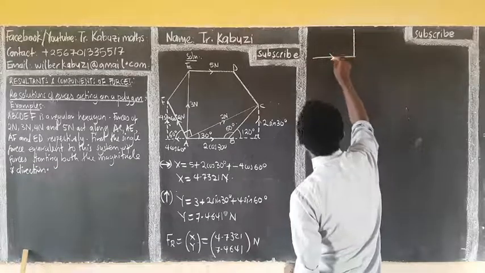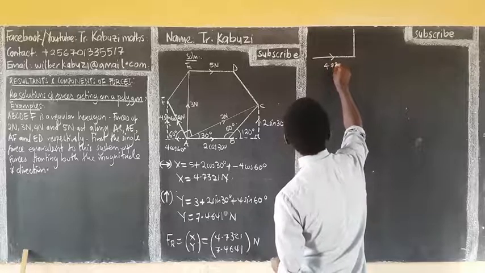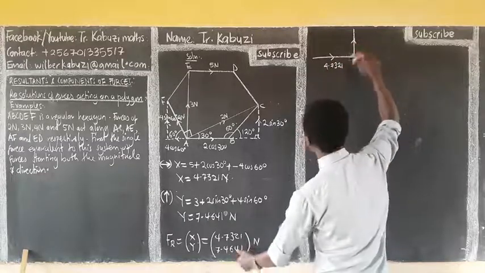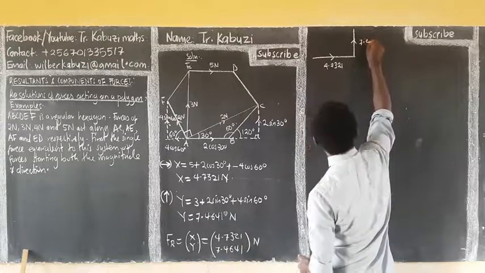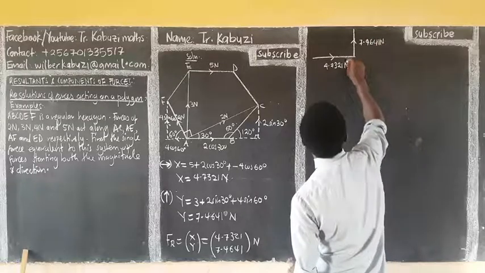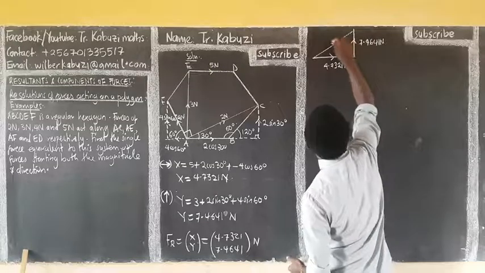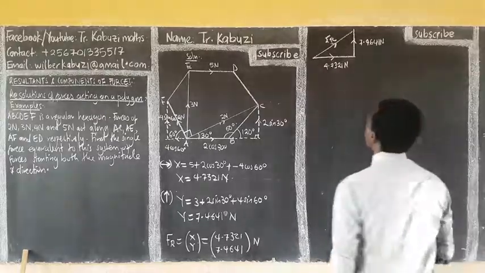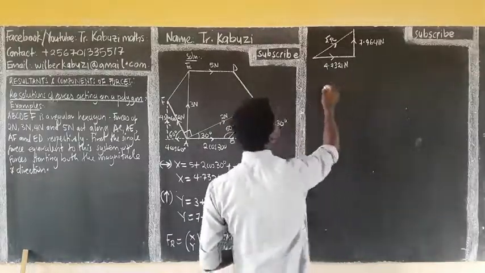So this force, this is the x, which is 4.7321. And then this one is the y. You see it's also positive, 7.4641 newtons. Also these are newtons. So this is going to be our resultant there. So whenever you get a single force, it's very easy to get the resultant and also to get the magnitude. I mean to get the magnitude and then the direction.